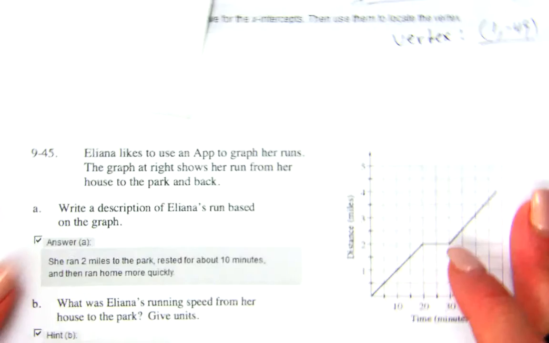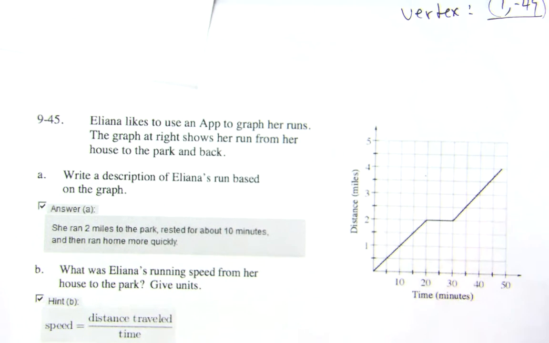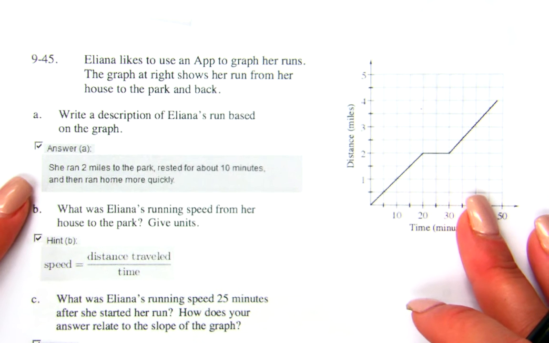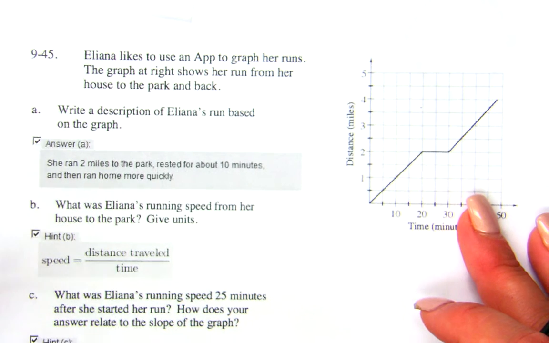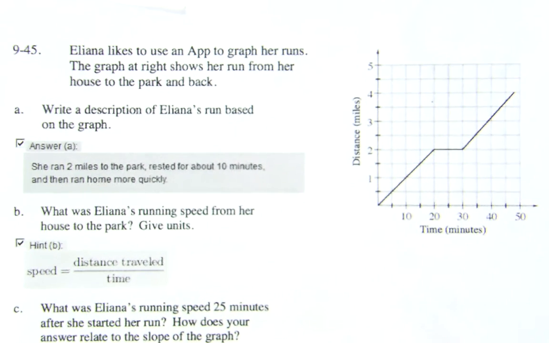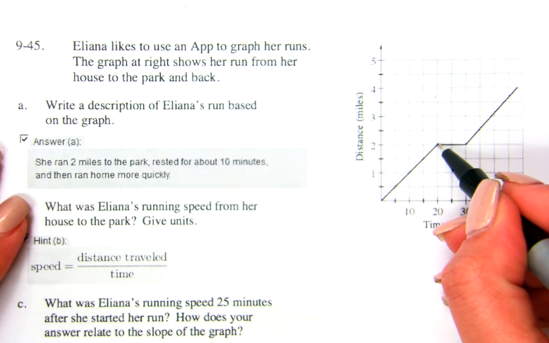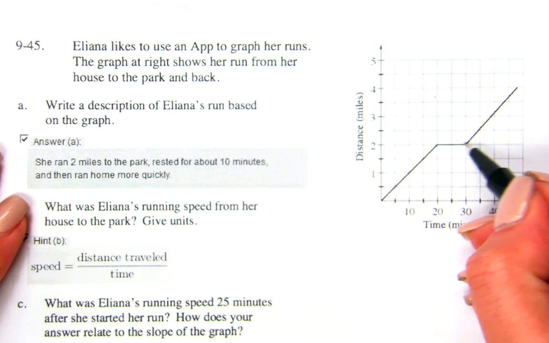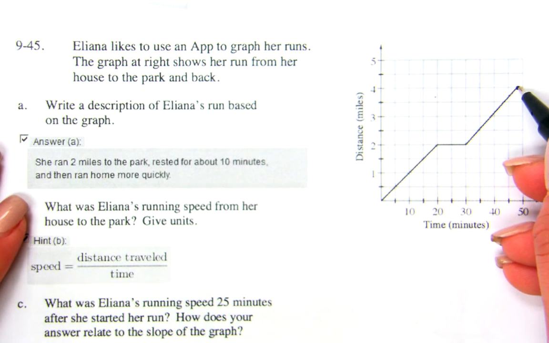45. This is a very strange question, but I guess we can go with it. Eliana likes to use an app to graph her runs. Okay, so she's got a Fitbit hanging around. The graph at the right shows her run from the house to the park. Write a description for Eliana's run based on the graph. So this says she ran 2 miles to the park. Rested for 10 minutes, because she didn't move at all, so she was just chilling for 10 minutes. And then she ran home more quickly. All right, that works for me.